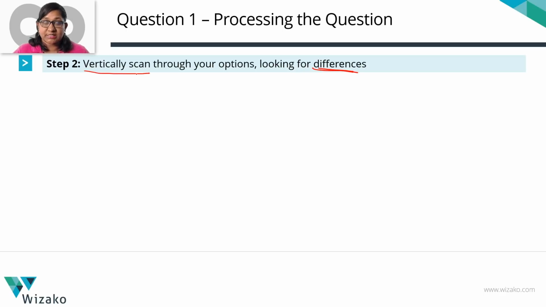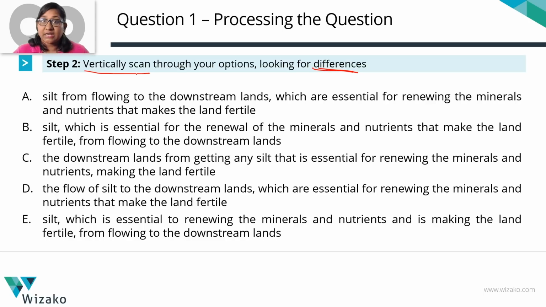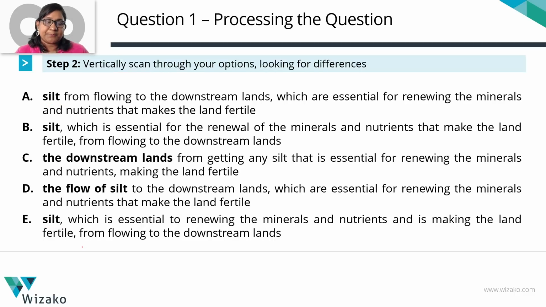Let's do that in this particular sentence. These are our answer options. What do we see are the differences across our answer options? Straight away I notice some of my options are starting with silt, some of them are starting with downstream lands, some are starting with the flow of silt. So how my answer option has to start seems to be a difference across my answer options. Okay, what else is the difference? Now I'm identifying all the differences in these questions, but if you identify a difference and you know, oh, this is the rule that's tested here, you can start shortlisting your answer options as and when you identify a difference.